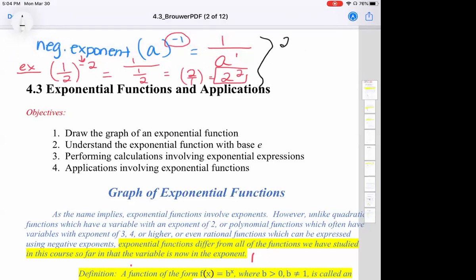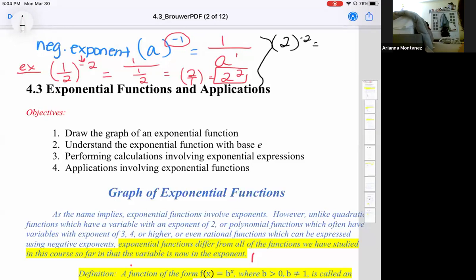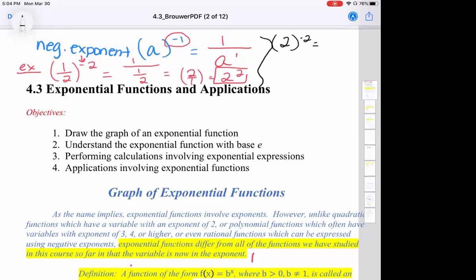What if I had 2 to the negative 2 exponent? Okay, so then I would simply take the negative and write it as 1 over. So it'd be 1 over 2, and that exponent of 2, we keep it. So then we can evaluate. So 1 over 2 times 2, 2 squared, we get 4.